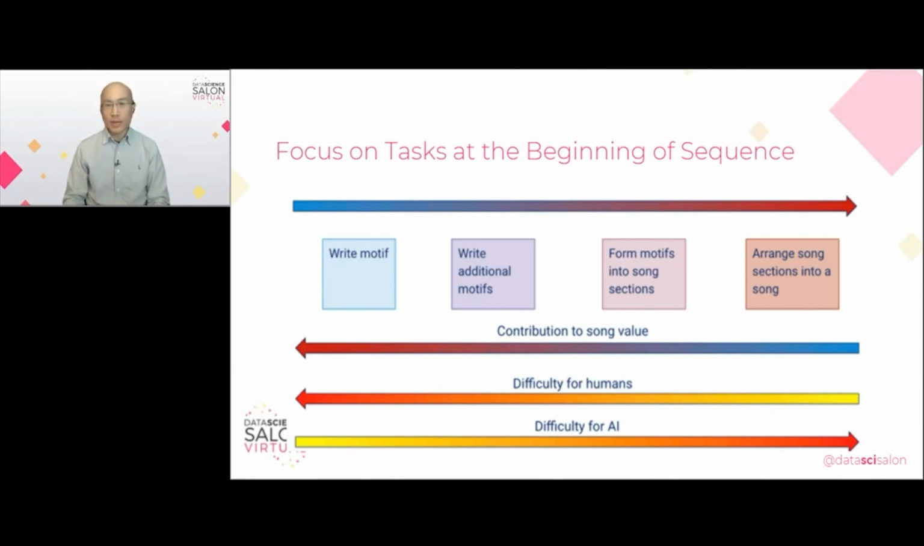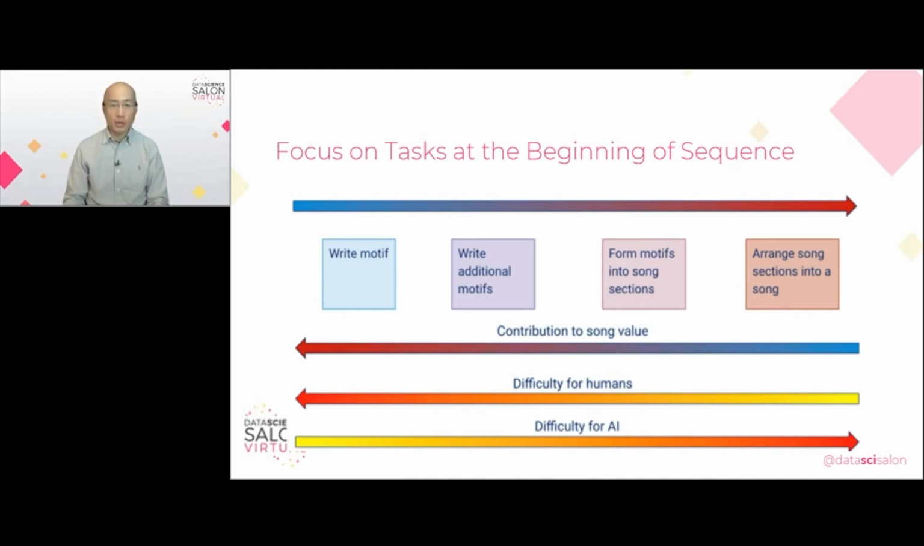So there is one advantage we can use. Tasks closer to the beginning of the sequence have less context. So there's less data that's involved in the training of the AI. So it's actually easier to build tools that address tasks at the beginning of the sequence. Whereas tasks at the end of the sequence are much more difficult for AI because there's more context, so there's more data that has to be used for training.